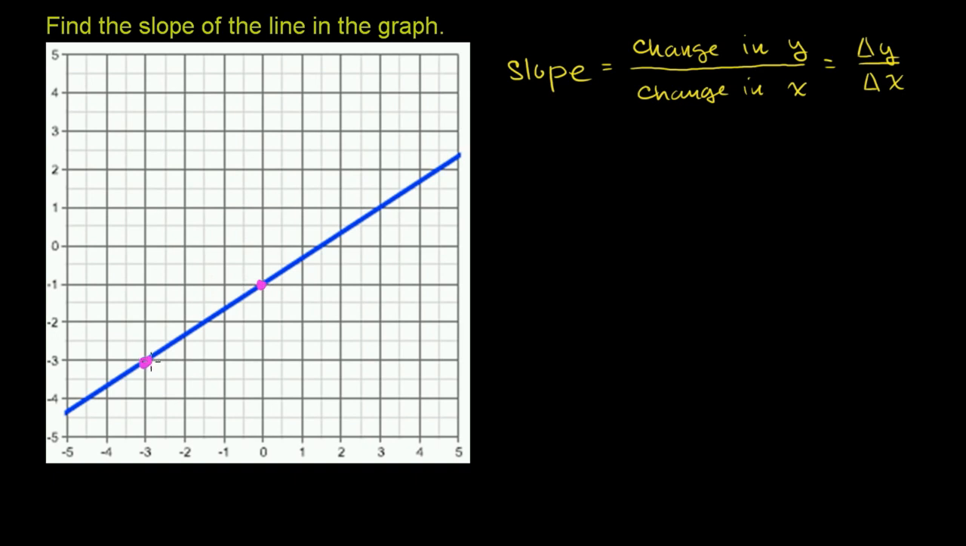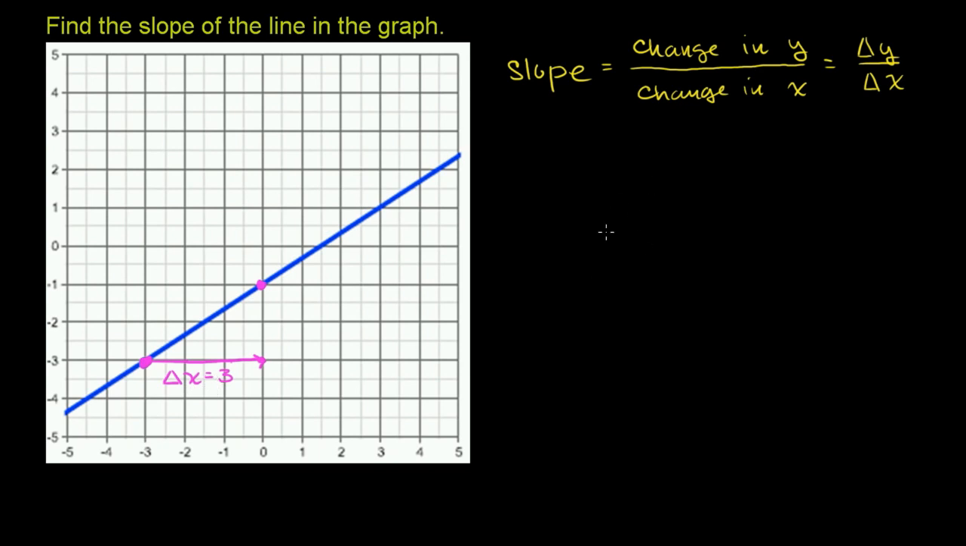So what is the change in y and what is the change in x? First let's look at the change in x. If we go from there to there, what is my change in x? Well, I could just count it out. I went 1 step, 2 steps, 3 steps. My change in x is 3. And you can even see it from the x values. If I go from negative 3 to 0, I went up by 3. So my change in x is 3.